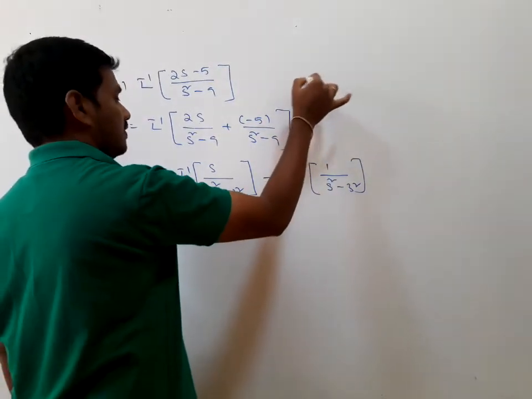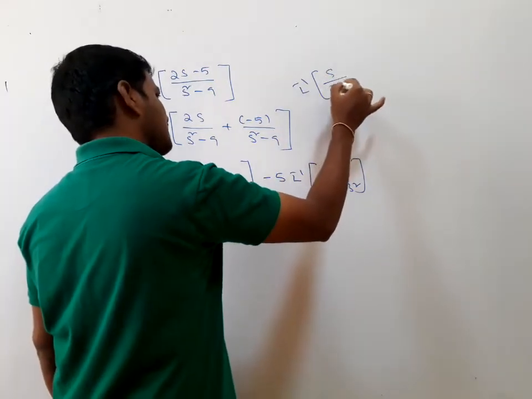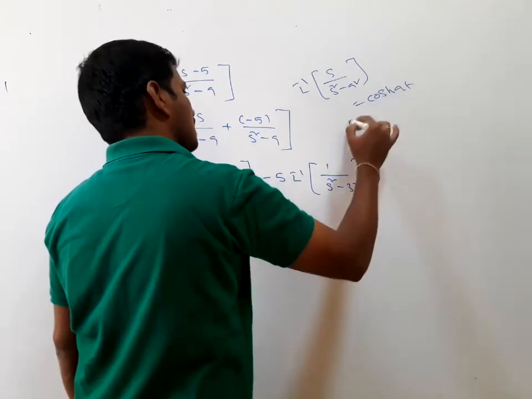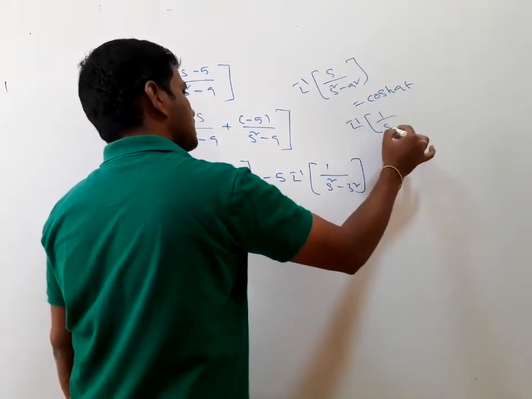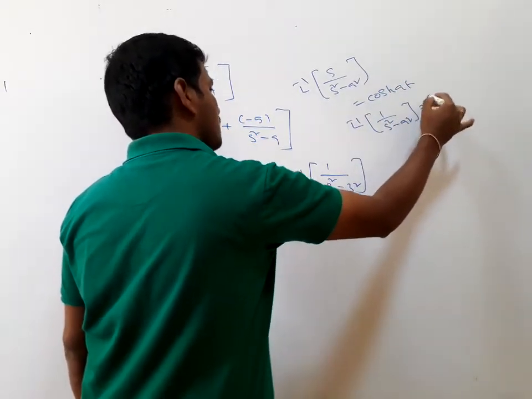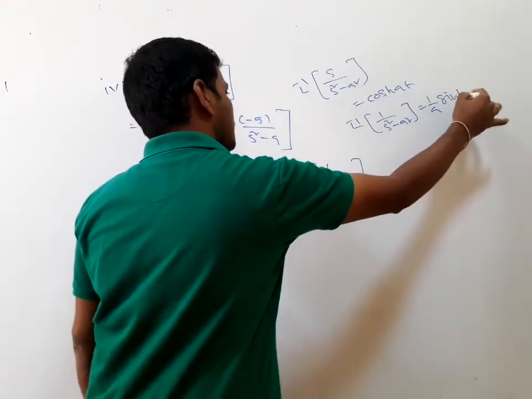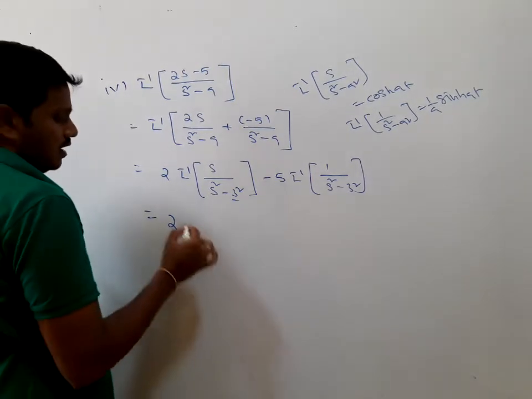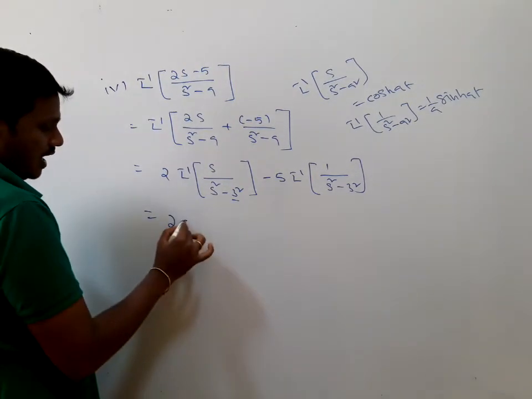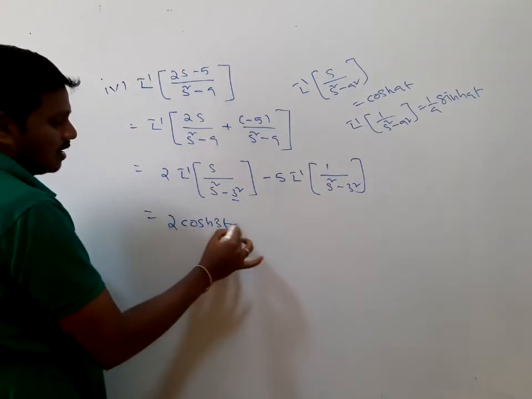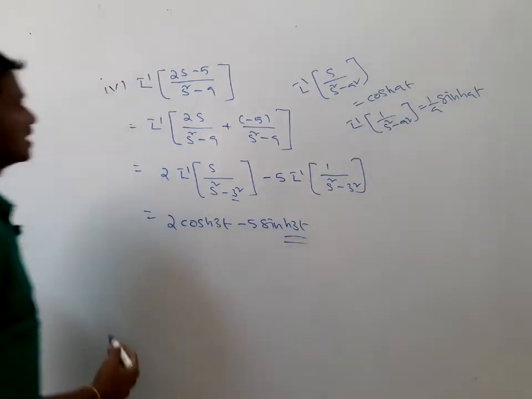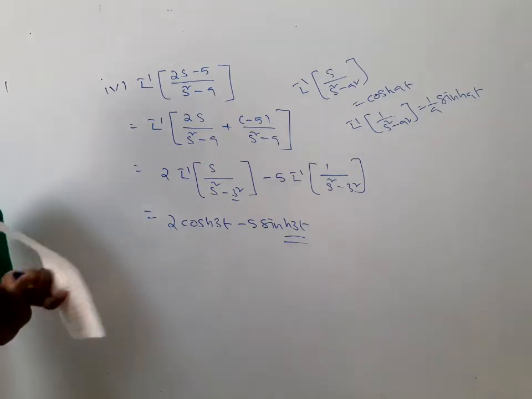Given the formula, L inverse of s divided by s square minus a square is equal to cosh at. L inverse of 1 divided by s square minus a square is equal to 1 by a sinh at. So here a is equal to 3. So 2 into cosh 3t here, minus 5 into sinh 3t. Yeah, this is the inverse Laplace transform of the function.